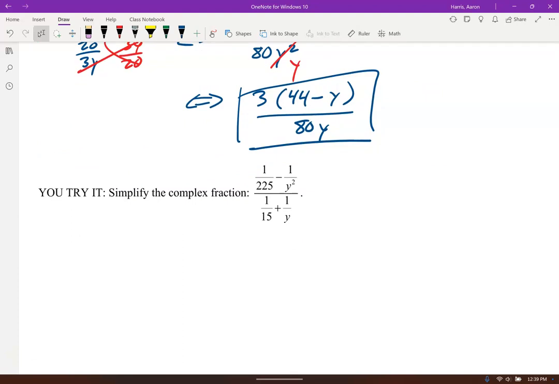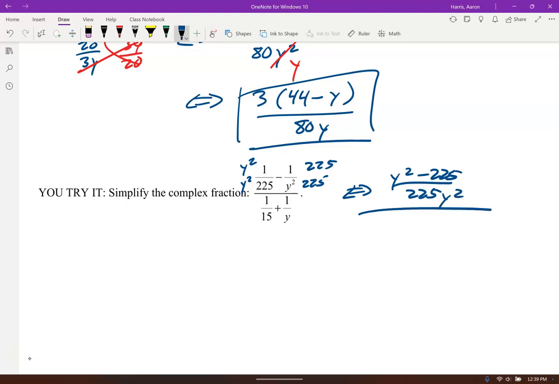Let's go ahead and do this one together. It's got 225. Let's give it a y squared. Give it a 225. So the top becomes y squared minus 225 all over 225y squared. At the bottom, I'm going to have to give this a 15. I'm going to have to give this a y. So it looks like I have y plus 15 all over 15y.